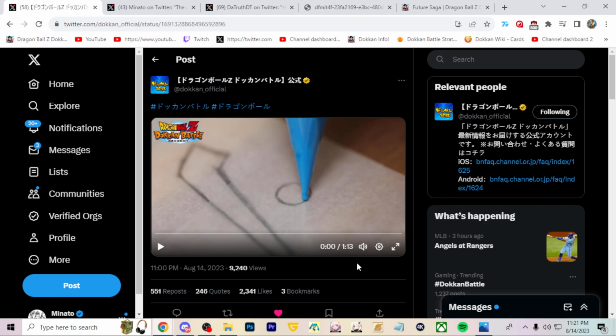All right, so Dokkan has posted a third teaser, and it seems like it really, legitimately might have confirmed a future Saga this time. But what we did get a confirmation of was the time machine, right?